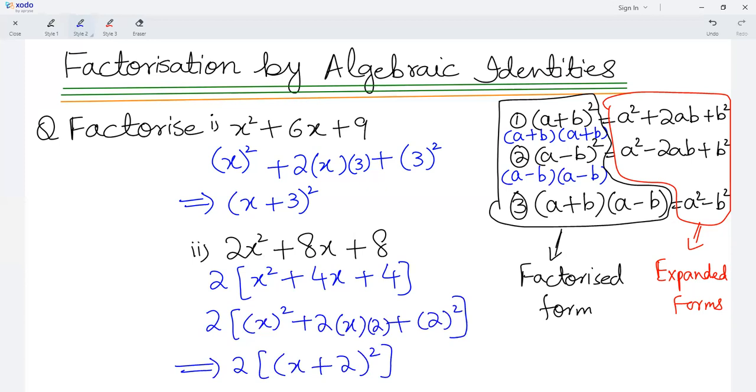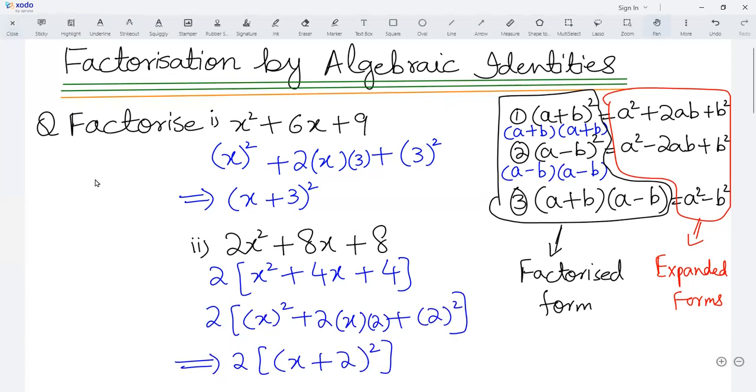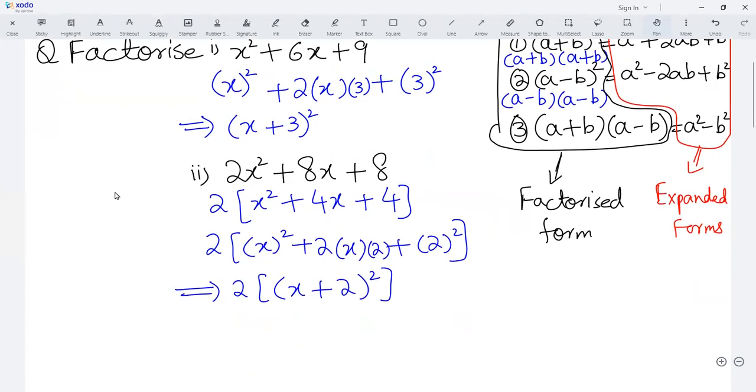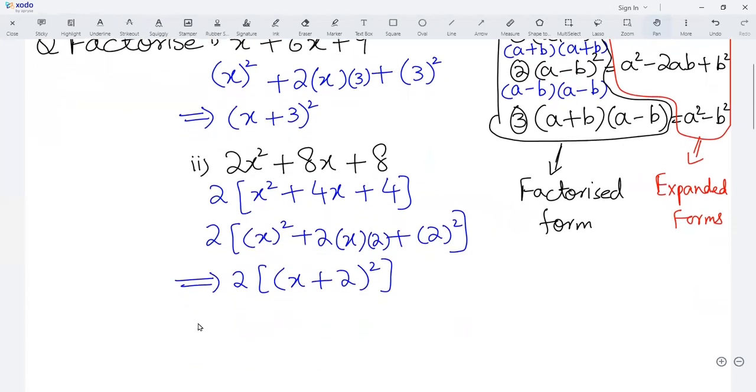So what about part 2? In part 2, the second type of questions, there must be a negative sign in the midterm. So I'm writing down the third type of question, in which we can see 9x squared minus 24x plus 16.